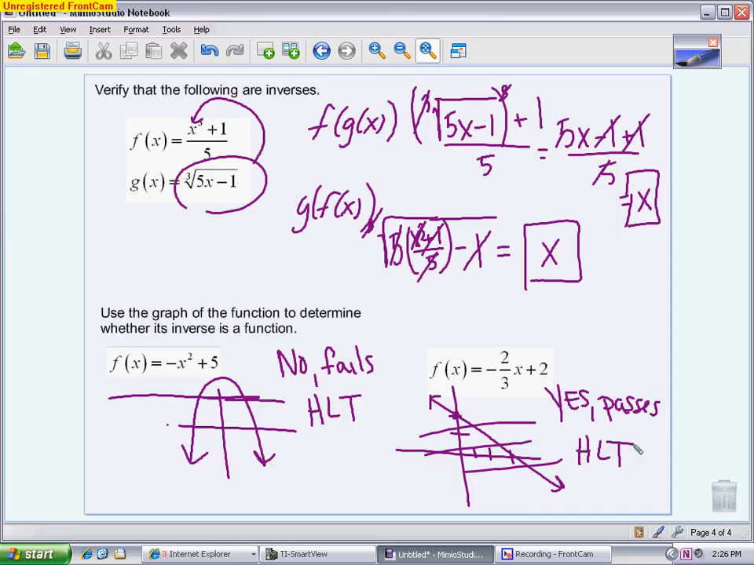So being able to have a visual either at your disposal or using your calculator to get a visual will help you determine if the inverse is also a function by doing the horizontal line test. And those are some of the main skills you should be comfortable with when you're going through section 7.4 and getting ready for the inverse part of your chapter 7 test.